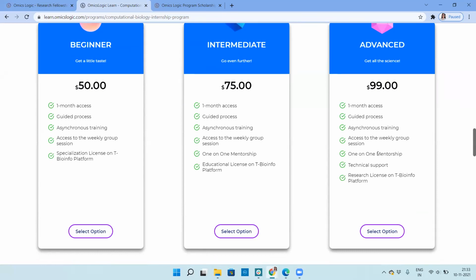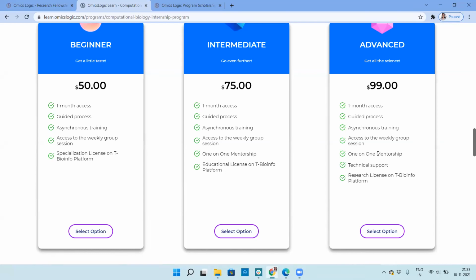We also have different types of license on the T-BioInfo platform that Ilya showed you all. There is a specialization license, an educational license, and a research license. Each license has different provisions for working with your data. In the educational license, you would be able to use the big data from various big data repositories, upload the data and work on it.